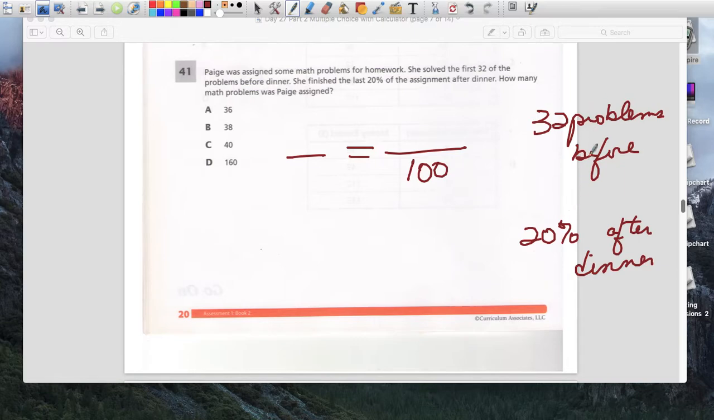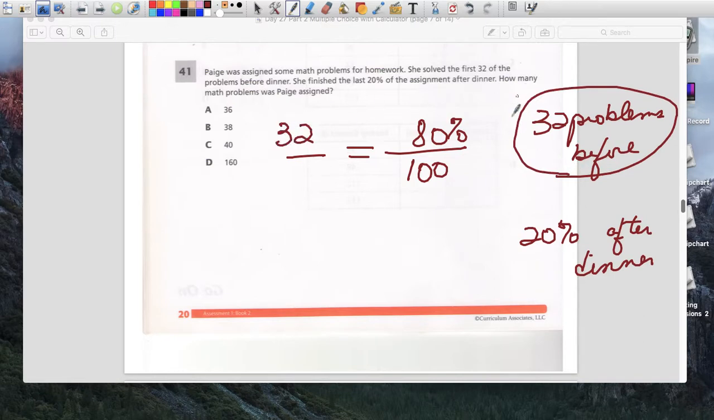32 problems. If she finished 20% after dinner, what does that mean? It means that she finished 80% before dinner, right? And what does 80% mean? It means 32 problems, because the question says she finished 32 problems before dinner. So 32 problems represent 80%, because there was 20% left after dinner. That's how I got my 80. If there's 20% left to do after dinner, that means she finished 80% before dinner. And I was also given that she finished 32 problems, which means it's 80%.